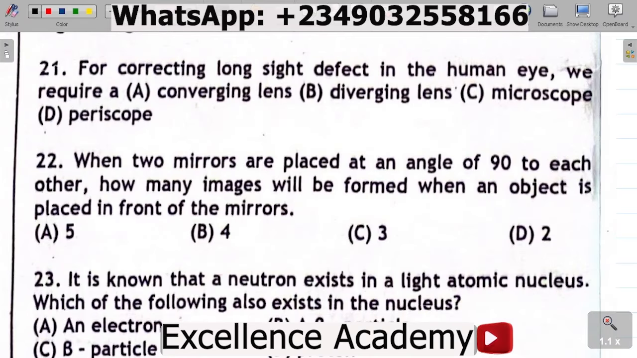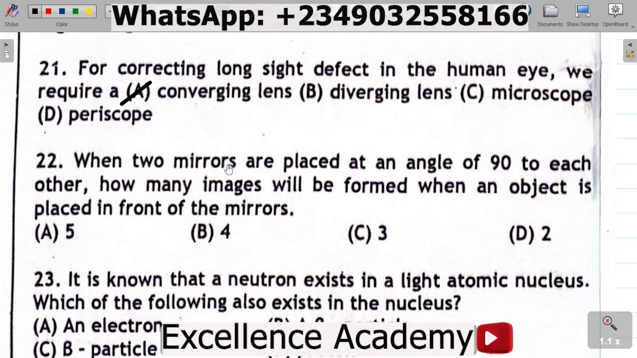Question 21 says, for correcting long sight defects in the human eye, we require A, converging lens, B, diverging lens, C, microscope, D, periscope. Now you need to note that a long sight defect causes a person to see objects that are far but cannot see near objects. It is corrected with the aid of a converging lens in front of the eyes. So for this, the answer there is A, converging lens. Now this is under optics.